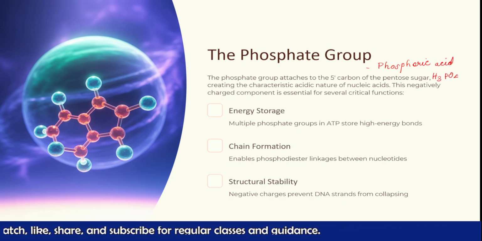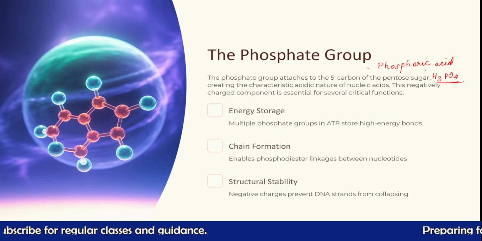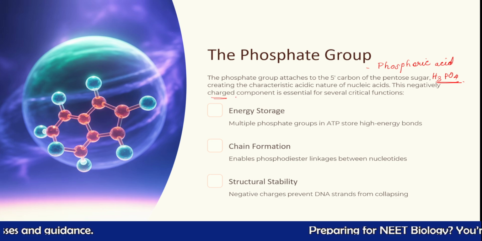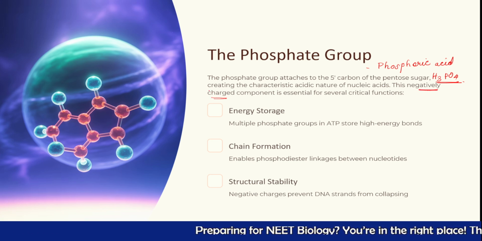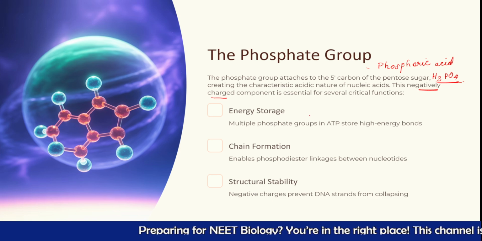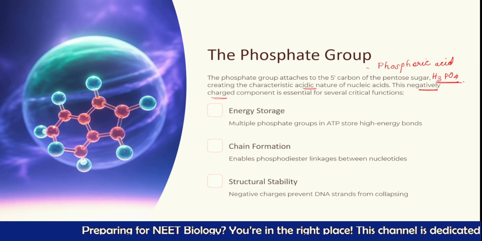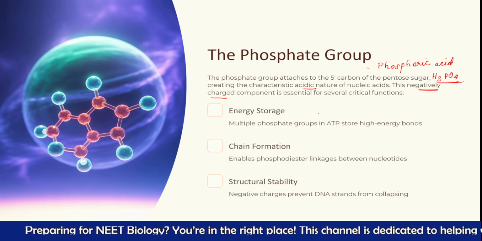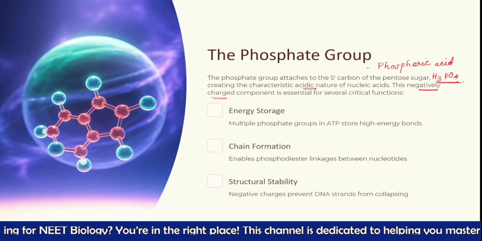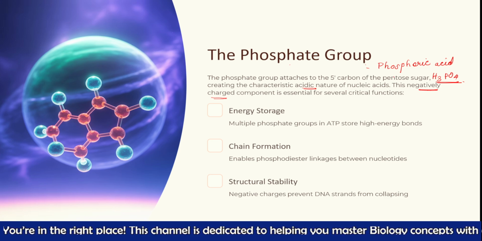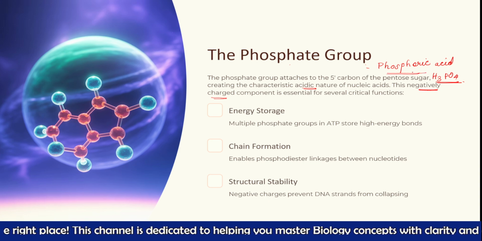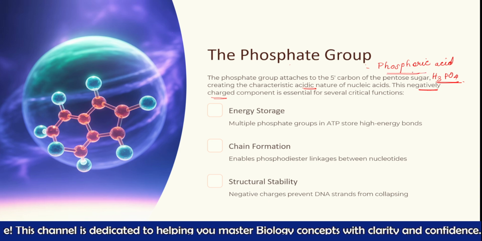H3PO4, phosphoric acid. Because of the presence of this phosphoric acid, the nucleic acids are negatively charged. Note down this point, they are negatively charged or acidic in nature. Two points, okay? It is negatively charged because it is acidic in nature, and acidic nature is due to the presence of the phosphate group. Why? Because the phosphate group here is the phosphoric acid.